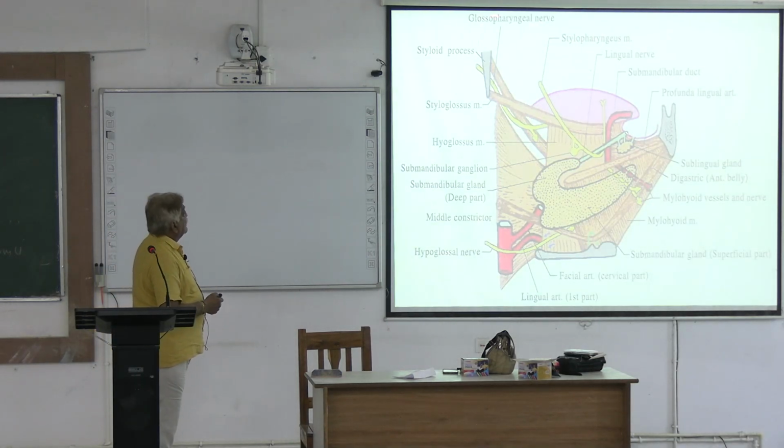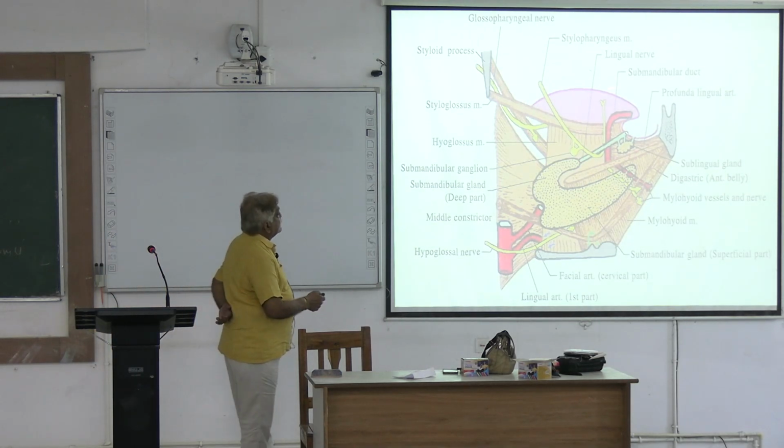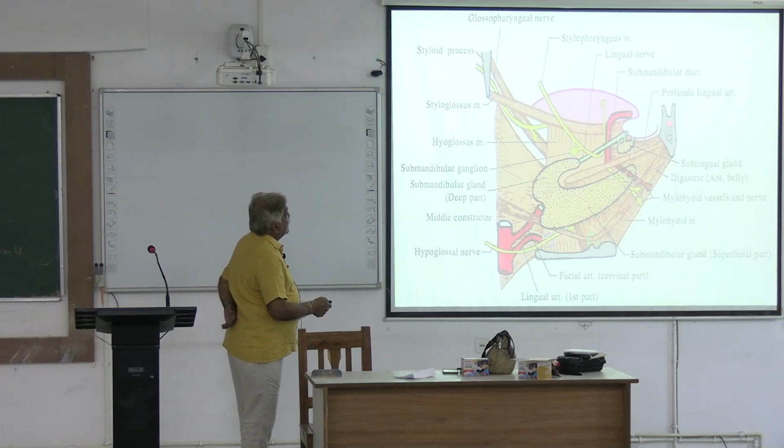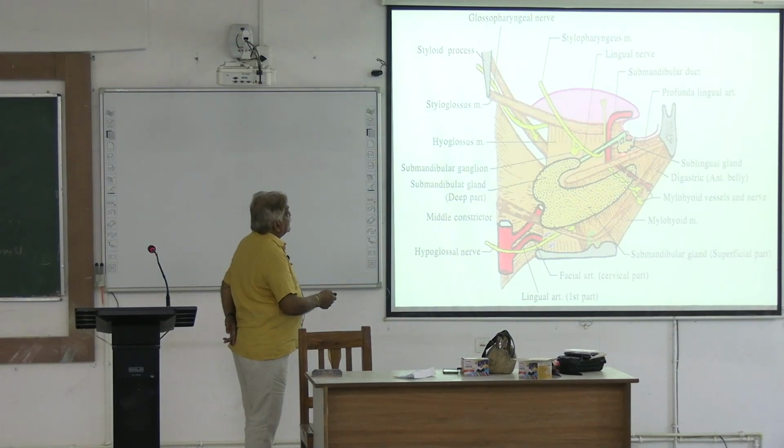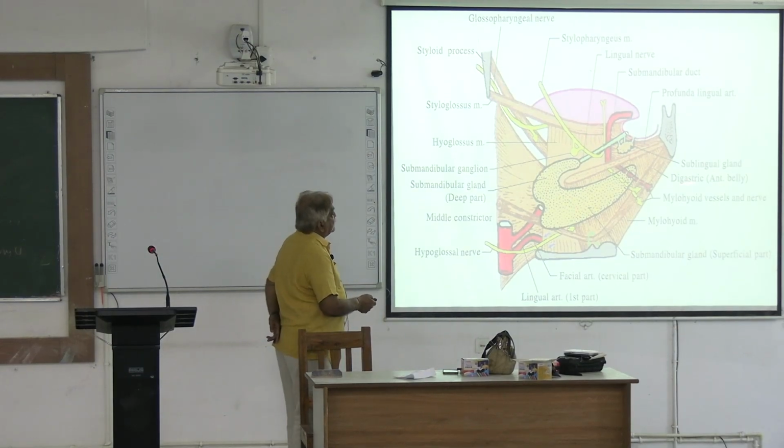Now, this is a picture. You can see this is the tongue. This is the portion of the mandible. And see the glossopharyngeal nerve, styloid process, the stylopharyngeus muscle, this is the sublingual gland, the digastric anterior belly.